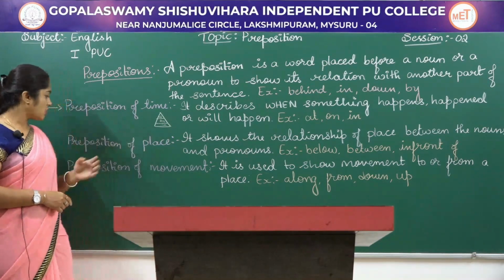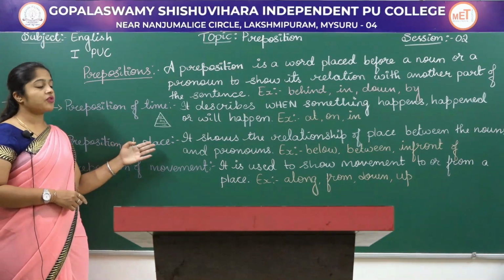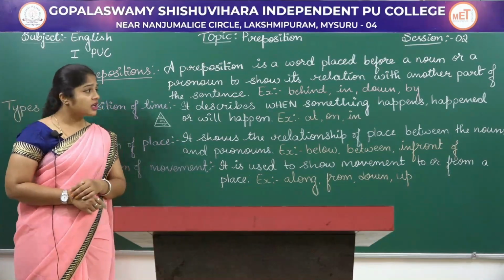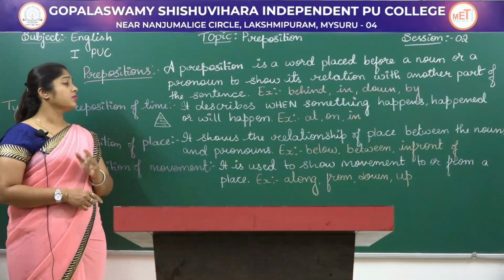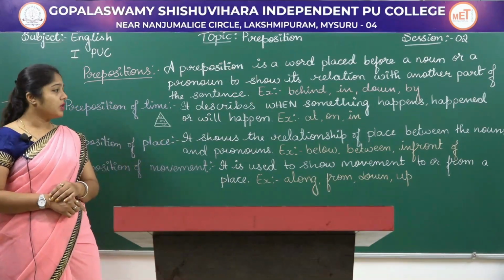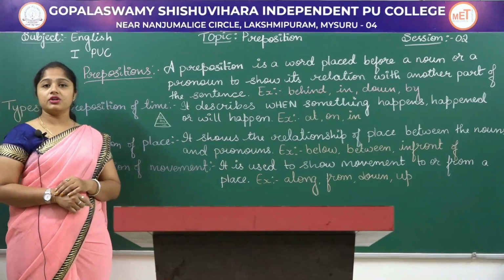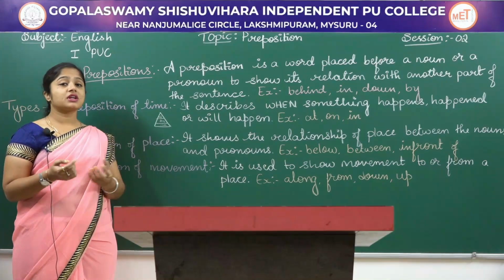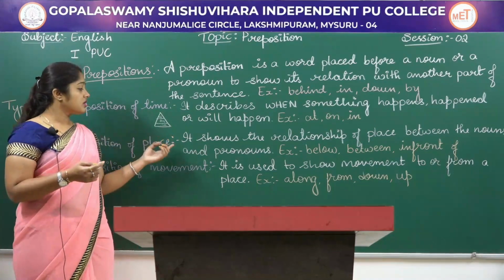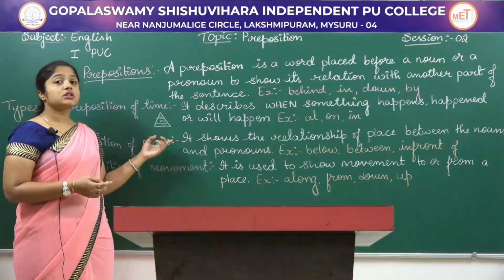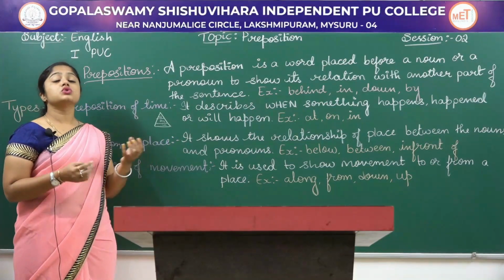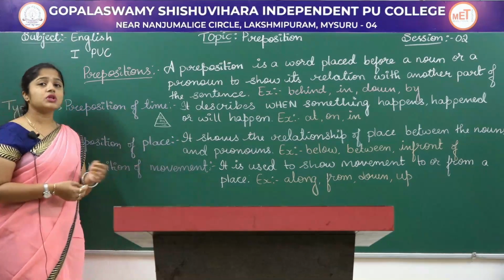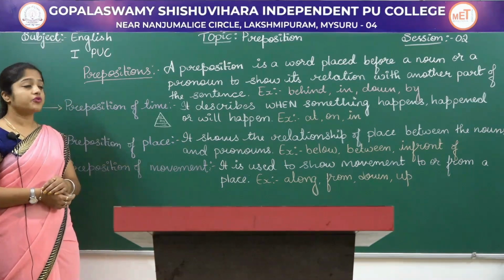Next we learned about preposition of place. It shows the relationship of a place between nouns and pronouns. For example, below, between, in front of. I gave an example of two boxes. Do you remember? Two boxes and a duster? That shows the relationship between two nouns or pronouns.